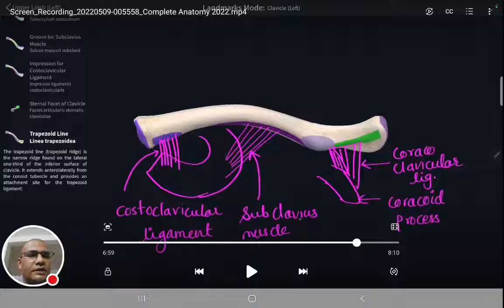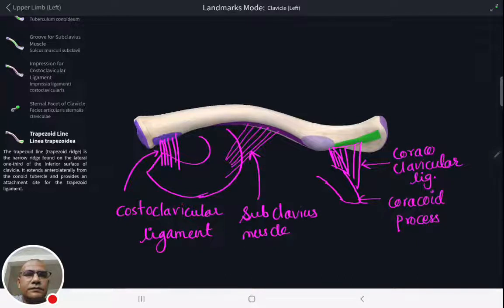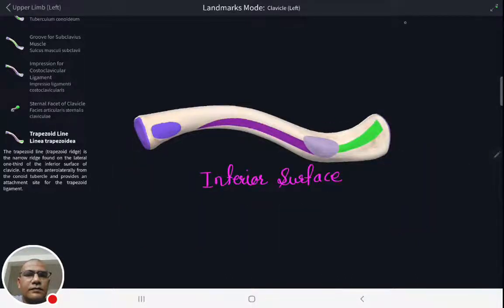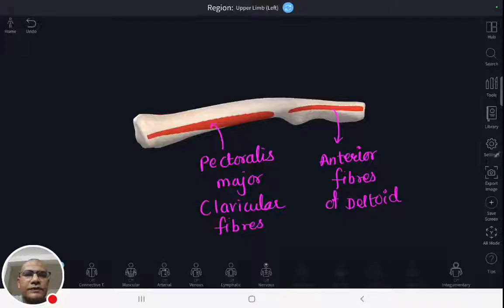It has got two parts, the conoid part and the trapezoid part. So these two parts attach to the conoid tubercle and trapezoid ridge. Remember the name of the ligament, that is coracoclavicular ligament, in between the coracoid process and clavicle. So these were the features on the inferior surface.